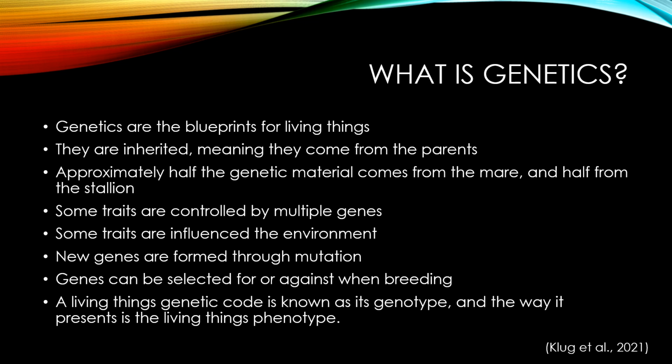New genes are formed by mutation of existing genes. In wild animals, new genes can increase or decrease the likelihood of an animal passing its genes on to the next generation. This is known as natural selection. When people choose to breed animals, they can artificially select for or against specific traits. This includes colour, in order to produce a desired offspring. When a living thing's genetic code is known, it's known as a genotype, and the way it presents is the living thing's phenotype.